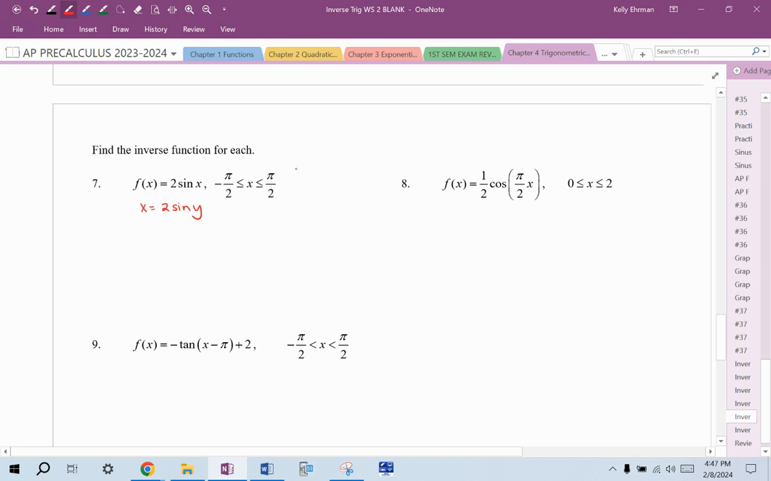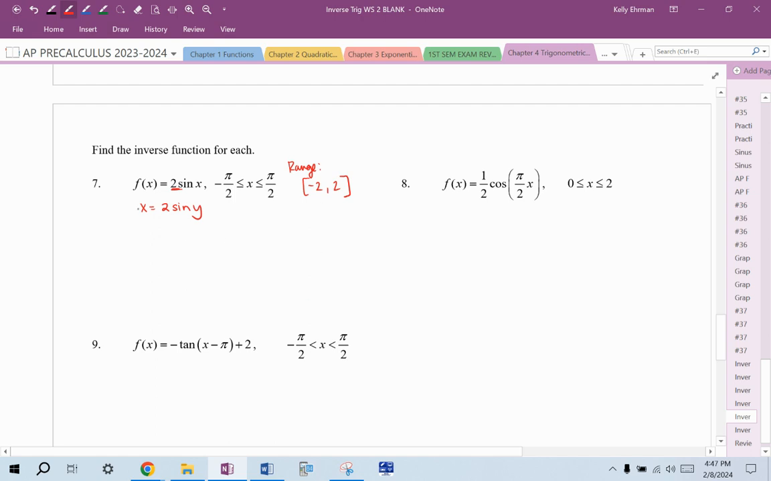And remember, it's a good idea to come up with domain and range because we're going to have a restricted domain for our inverse function. So this sine graph is graphed from negative pi over 2 to pi over 2. It's got an amplitude of 2, so its range will go from negative 2 to 2 instead of negative 1 to 1. That's going to become the domain for my inverse function.